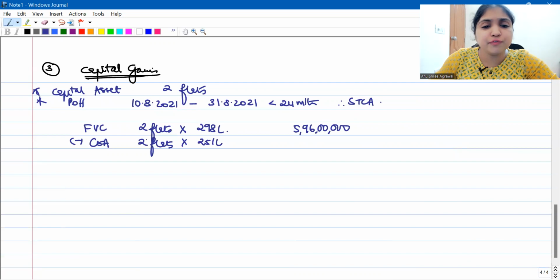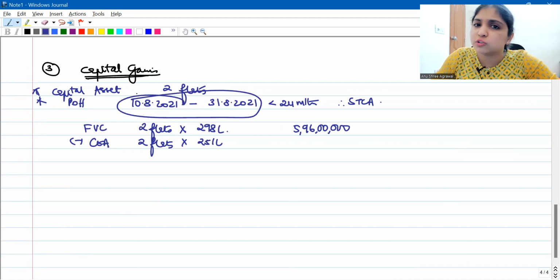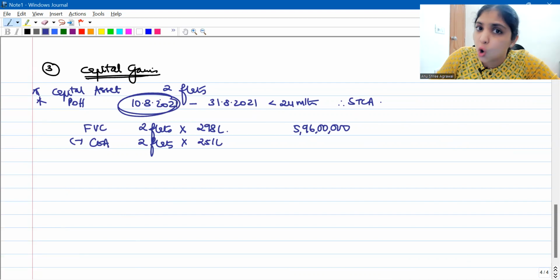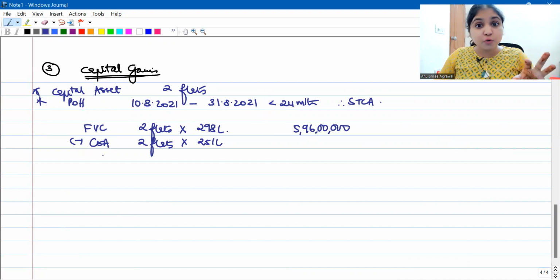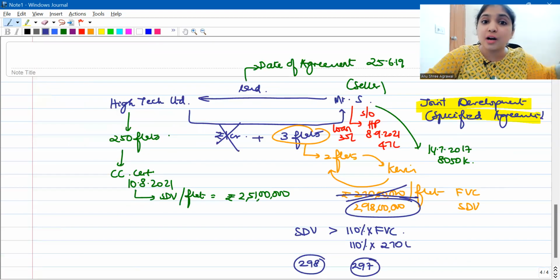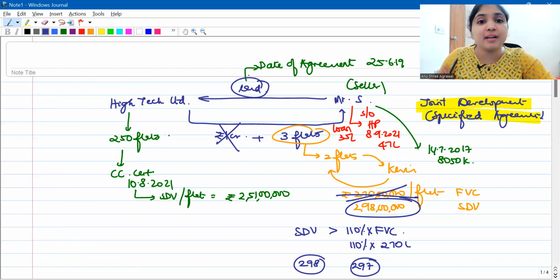I'll repeat again, full value consideration here, there was no confusion. The period of holding also, there was no confusion. It will start when we got the flats, when the flats were ready, and it will end when we transferred it. But what is the cost of acquisition? The confusion arises because what are these 2 flats? These 2 flats are those which we had acquired when we had given up the land under the specified agreement.